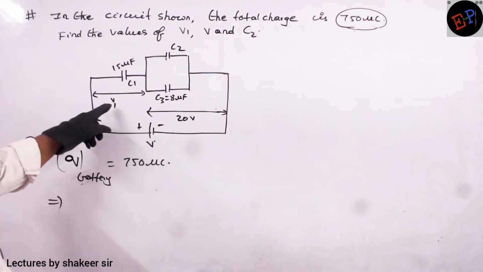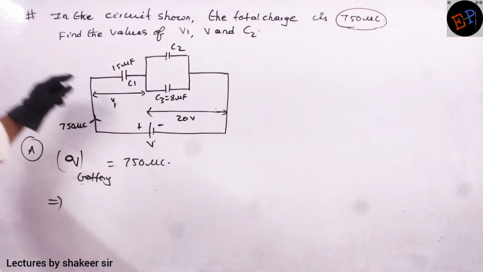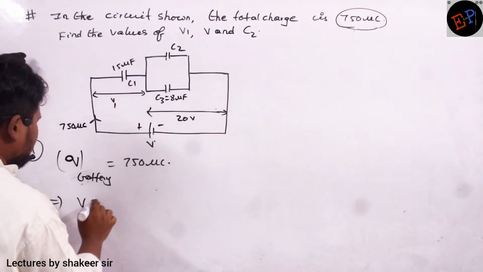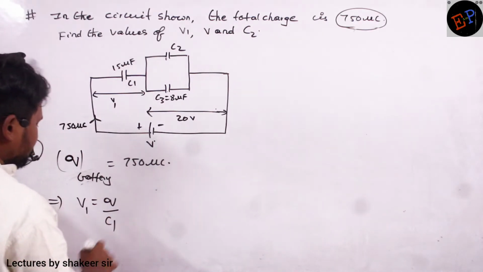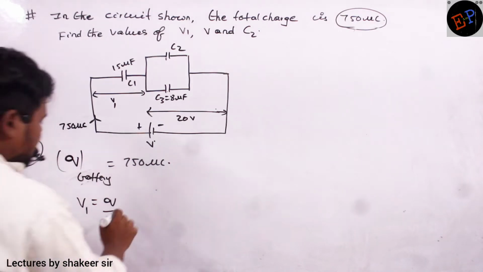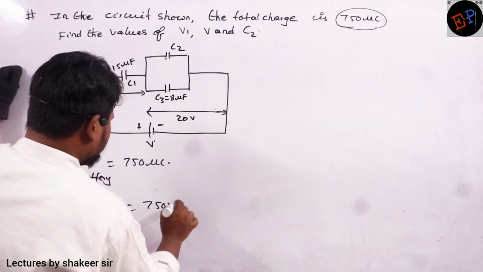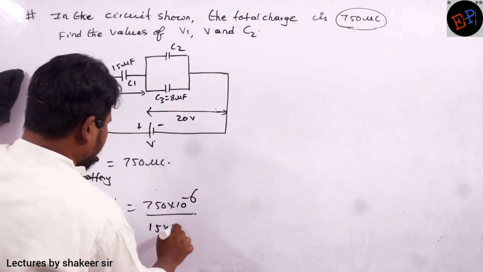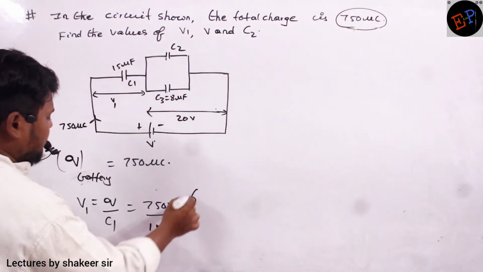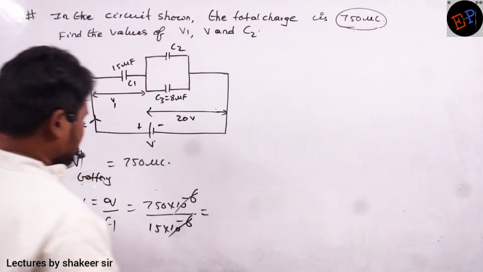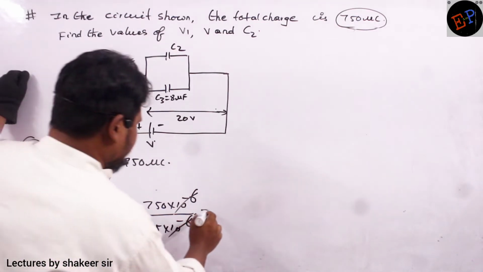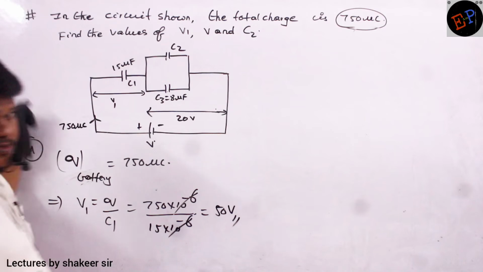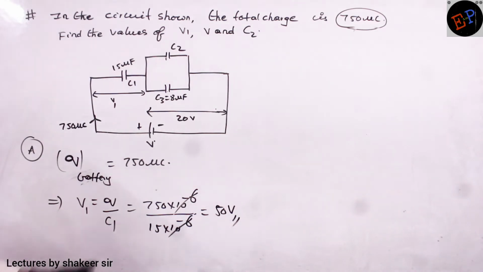So very easily I can calculate the V1 value. V1 is equal to Q divided by C1. This is the formula. Charge is 750 into 10 power minus 6 divided by capacitance 15 into 10 power minus 6. So 10 power minus 6 gets cancelled. 15 5s are 75, so 50 volts. It is not 5, it is 50. Calculation mistake.